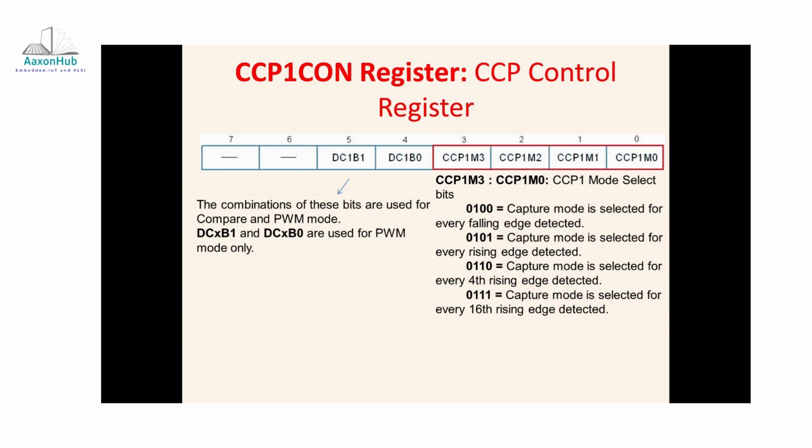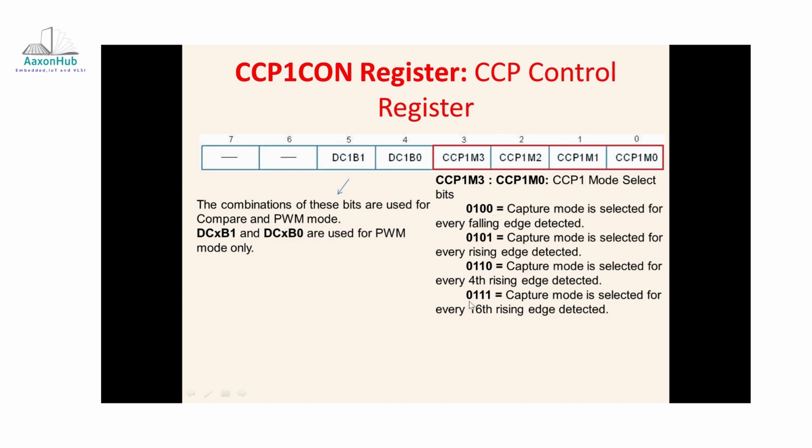Otherwise, a few more options are there, like 0101, which means capturing an event for every rising edge detected. So this is the falling edge, this is the rising edge, or even the fourth rising edge can be detected, and you can generate an event by placing these 4 bits as 0, 1, 1, 0.